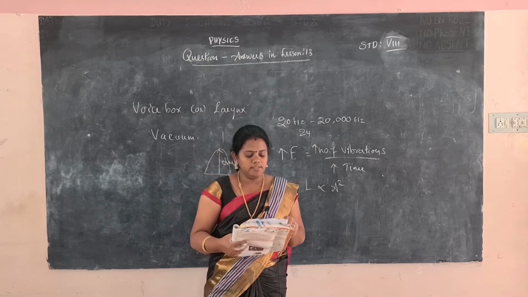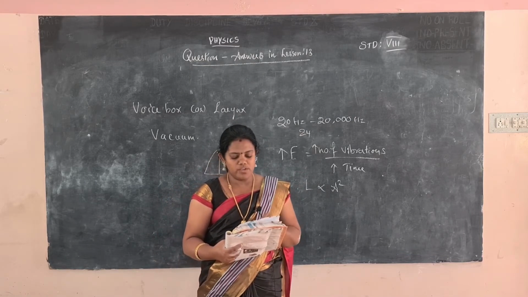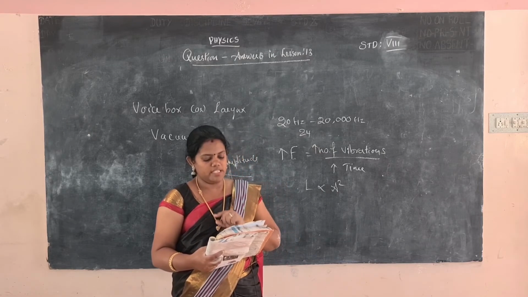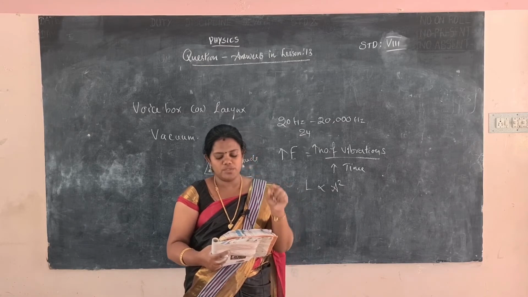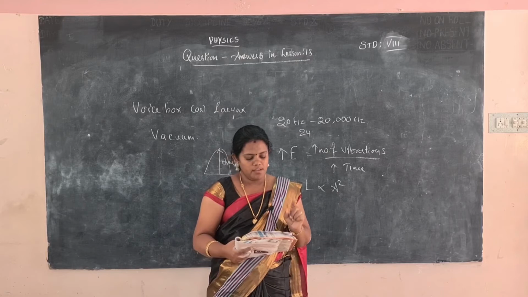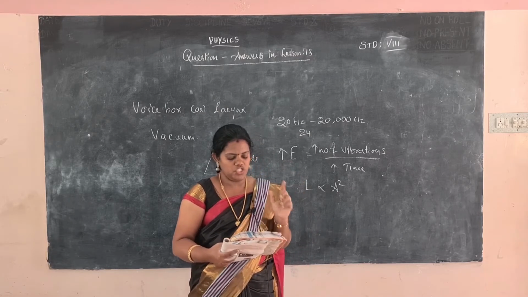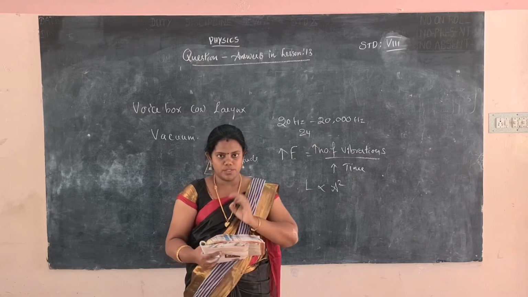Then the E question was already told. And F: frequency of sound refers to the number of oscillations completed in 1 second. Then option 1.